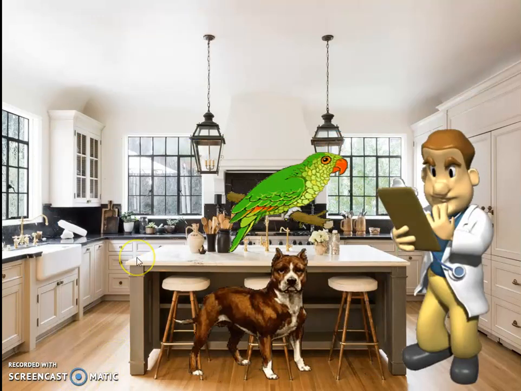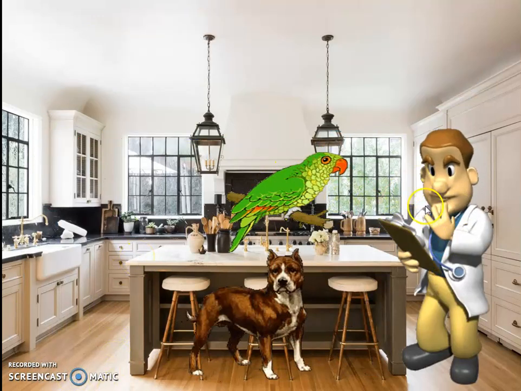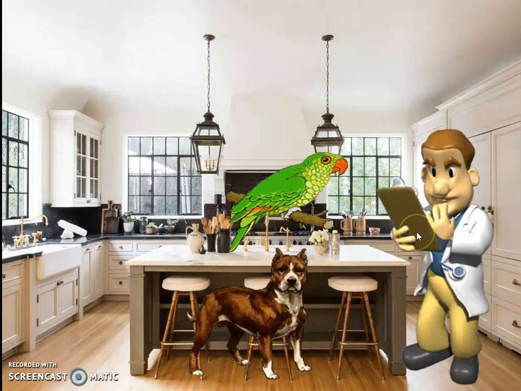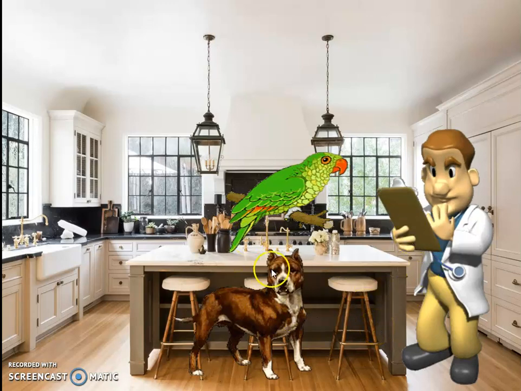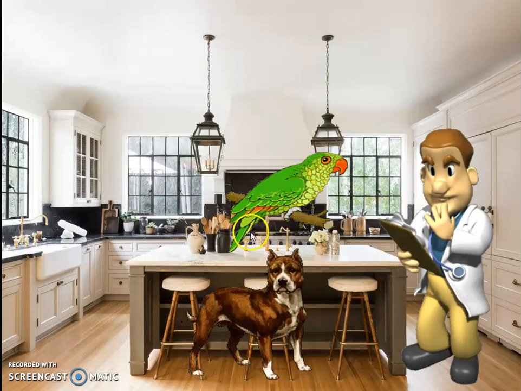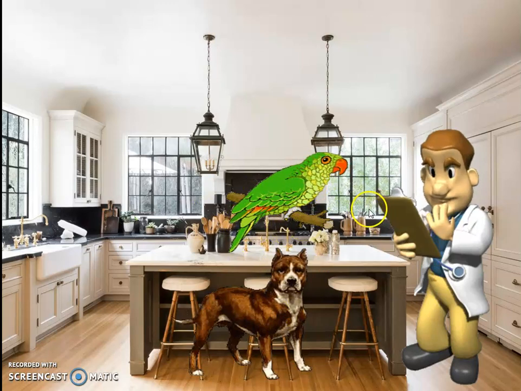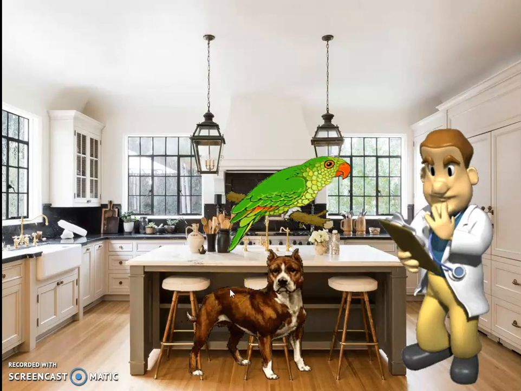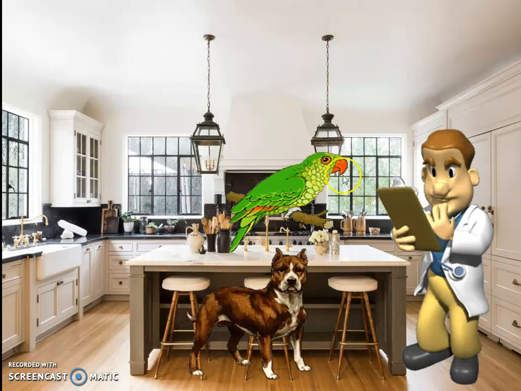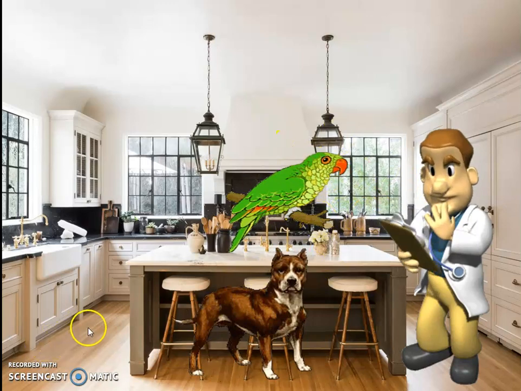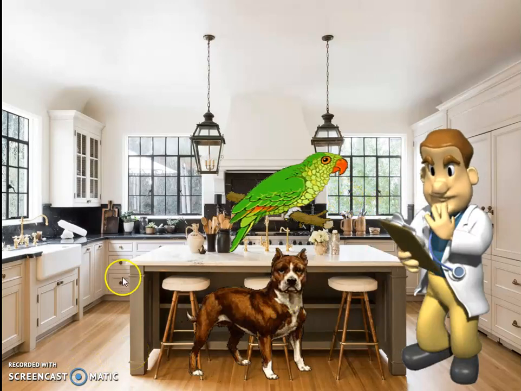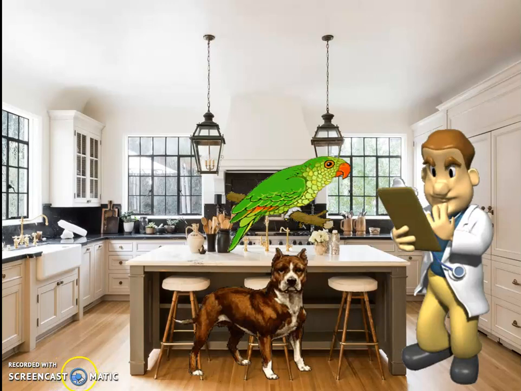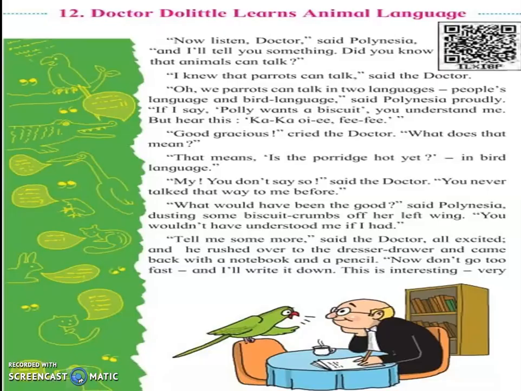Then after a while the parrot helped the doctor learn the animals' language so well that he could speak with the animals in their language. He understood everything the animals said to him, and when he had learned the whole language of animals, he gave up being a people's doctor. Then he started talking with the animals. In this way we are learning this lesson. Now we will see the exercise.